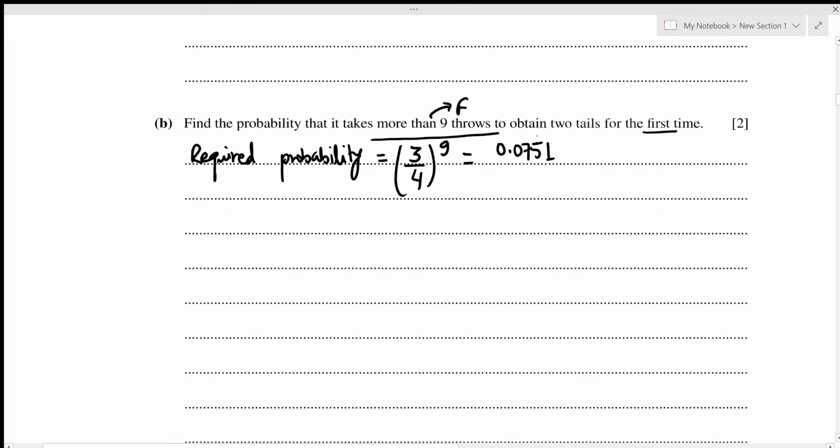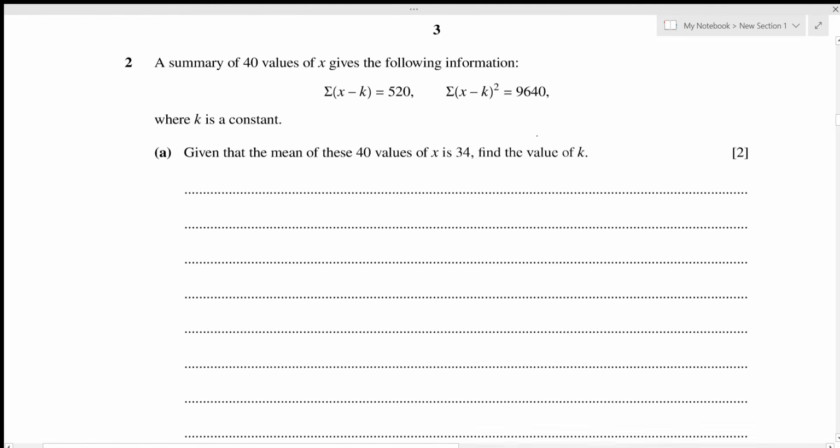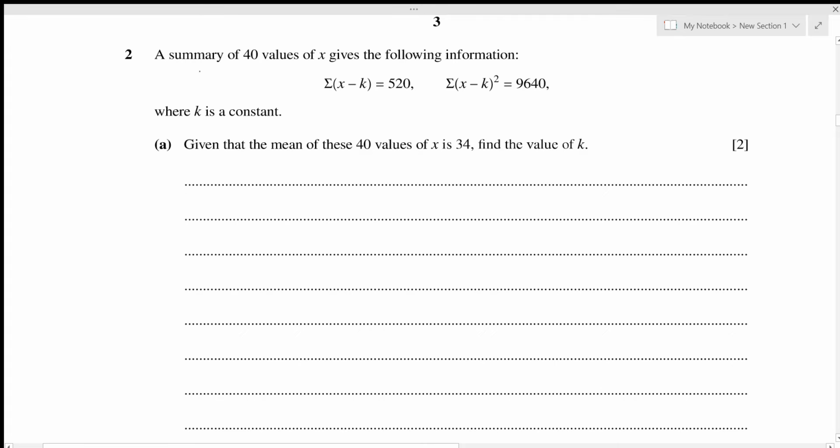Let's move on to the second one. A summary of 40 values of x gives the following information. So we're given summation of x minus k and summation of x minus k squared, where k is a constant. Now, given that the mean of these 40 values of x is 34, we need to figure out the value of k. All right, so what we're given is that the mean value is going to be 34. So we're going to figure out the value for k with the help of this information. So that's summation of x minus k equals 520.